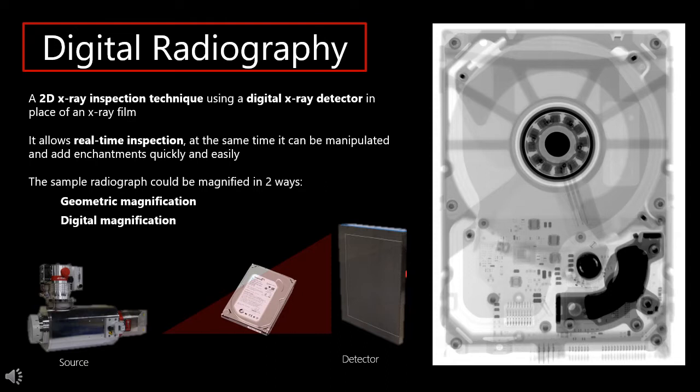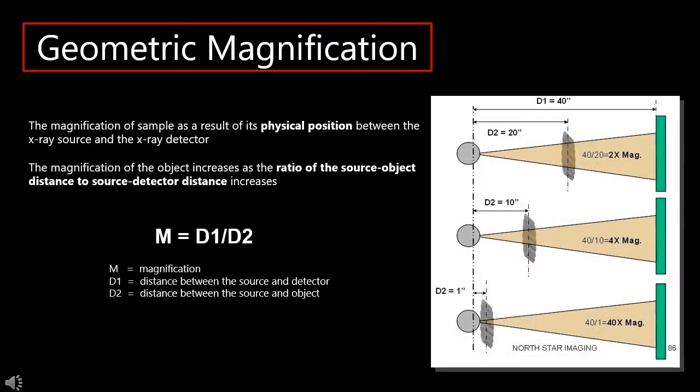So for digital radiography, the radiographs or the samples can be magnified in two ways, either in geometric magnification or in digital magnification. Geometric magnification is simply the magnification of the sample as a result of its physical position between the X-ray source and the X-ray detector. So the magnification of the object increases as the ratio of the source-detector distance to the source-object distance increases.